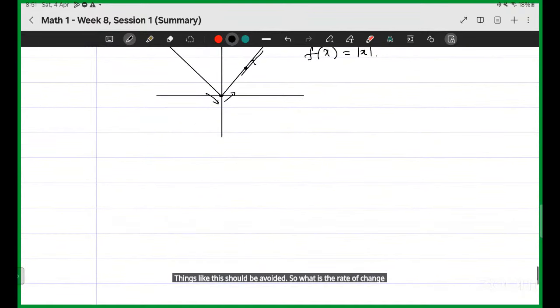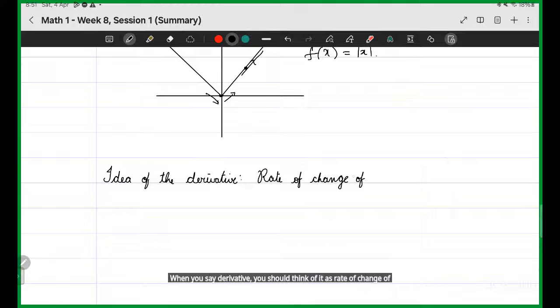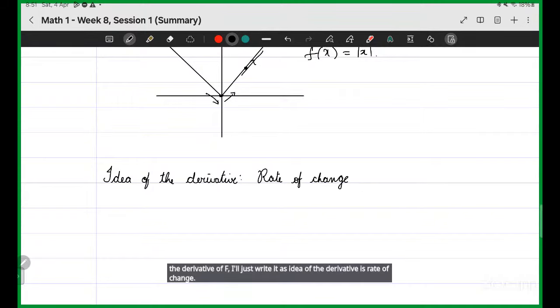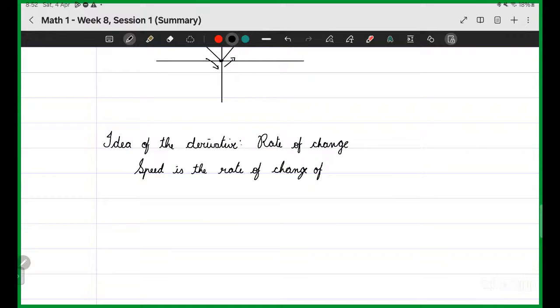So what is the rate of change of a function? Let us first give the idea of the derivative. When you say derivative, you should think of it as rate of change. I'll just write it as: idea of the derivative is rate of change. Now, the most common example that I know of for rate of change is that of speed. Speed is the rate of change of what? How would I complete this sentence? Distance. It's the rate of change of distance.